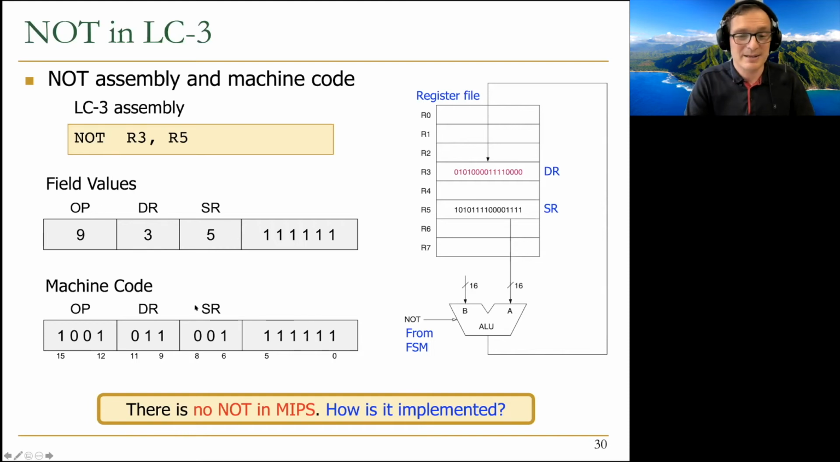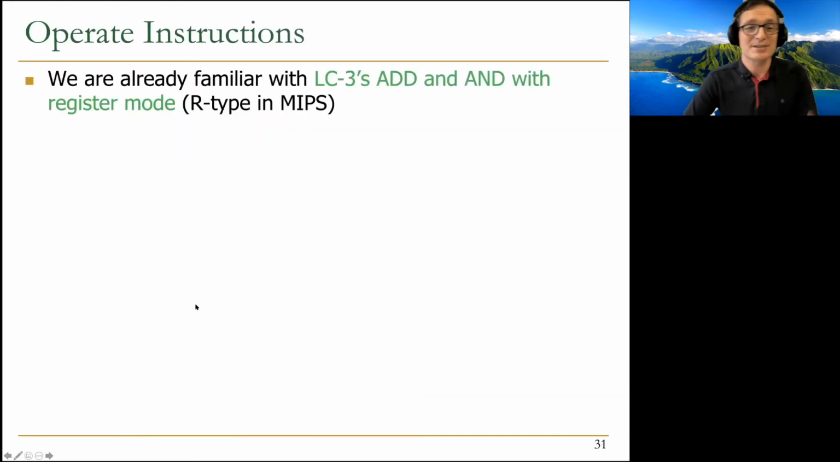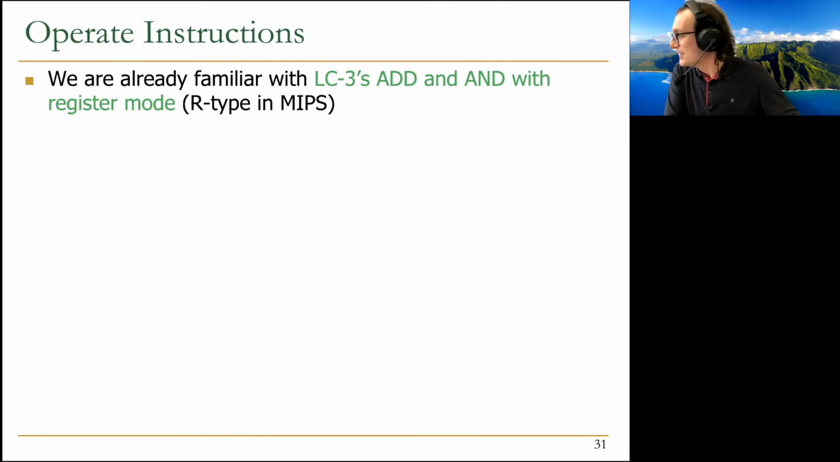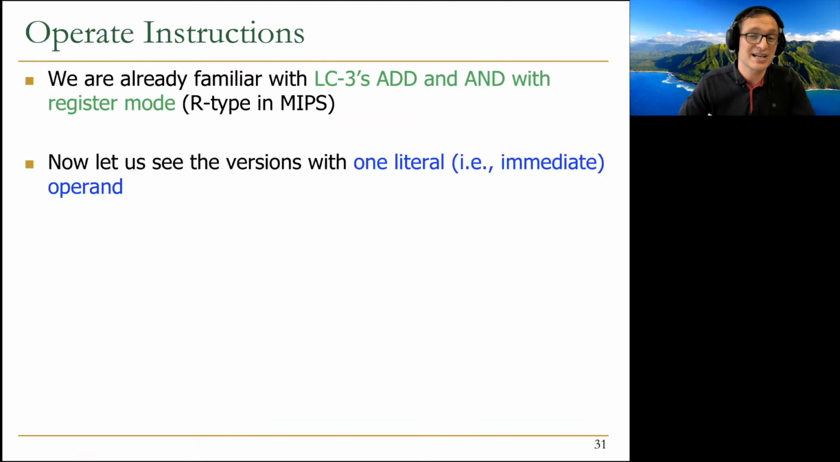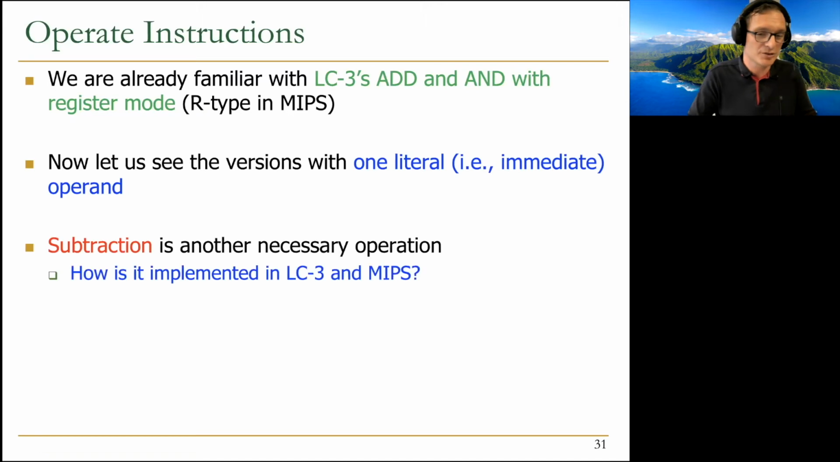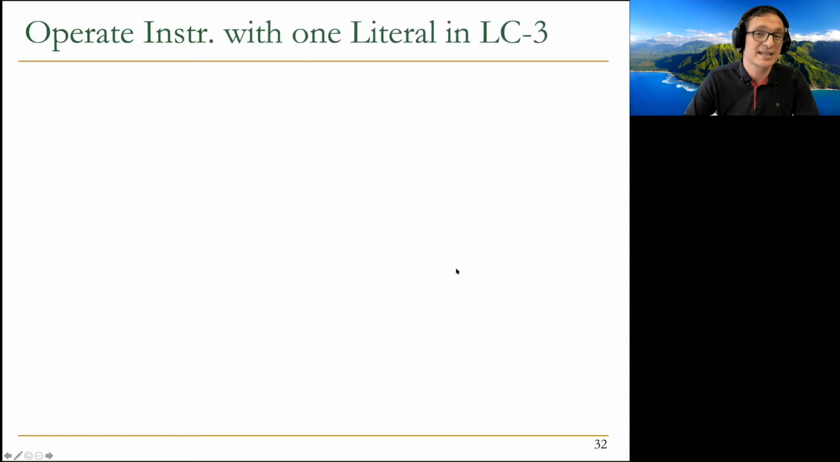Okay, let's move on. So operate instructions, we're already familiar with LC3's add and AND, clearly, with register mode. And these are similar to R-type instructions in MIPS. So now we're going to look at operate instructions with one literal, also called an immediate value. Basically, here the operand is not a register, but a field, a portion of the instruction encoding, as we have also seen quickly earlier. But essentially, subtraction is another necessary operation. We're going to look at an example of subtraction as well. How is it implemented in LC3 and MIPS? Let's take a look at that.